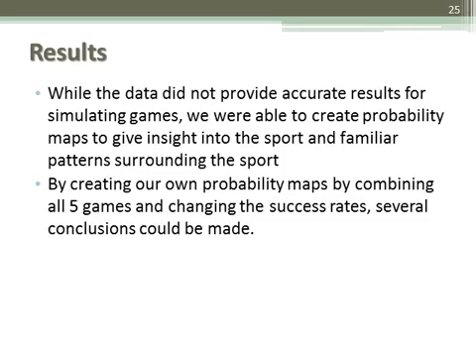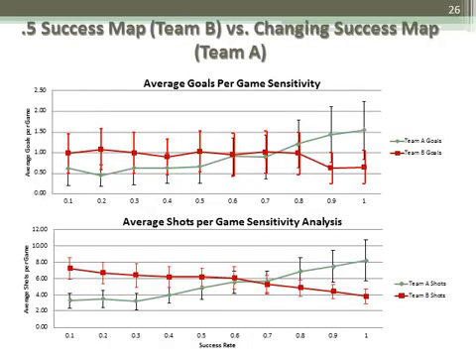While the data did not provide accurate results, we were able to create our own probability maps to give insight into the sport and familiar patterns surrounding the sport. By doing this, we were able to combine all 5 games of probability maps and change the success rates, and this gave us several conclusions.